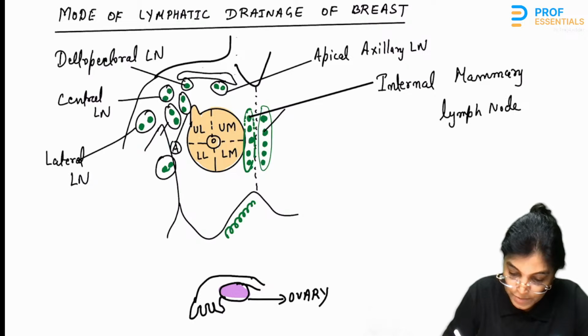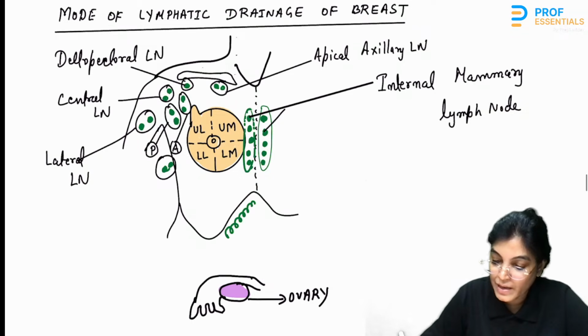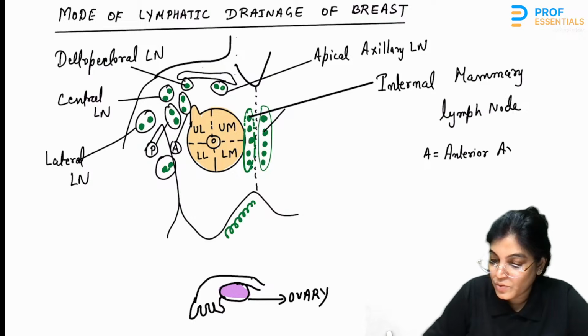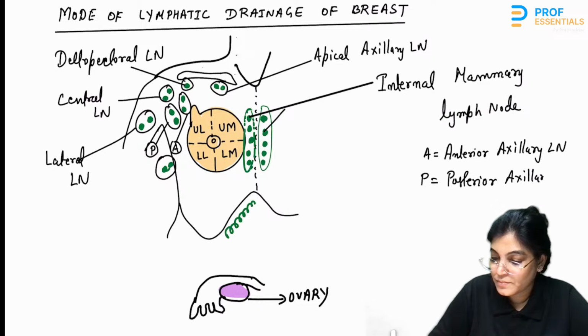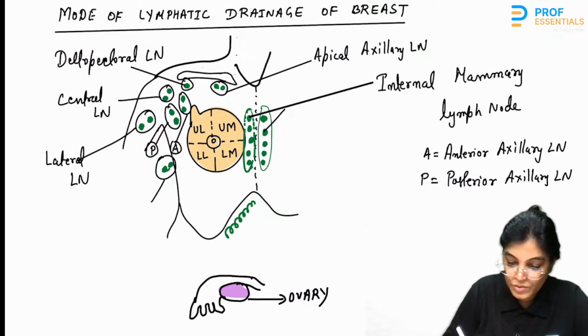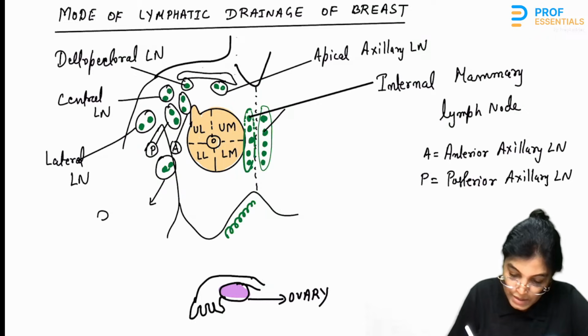And this is A and this is P. So what is A? A means anterior. So here I am writing A is anterior axillary lymph node and P is posterior axillary lymph node. And this lymph node is the posterior intercostal lymph node.